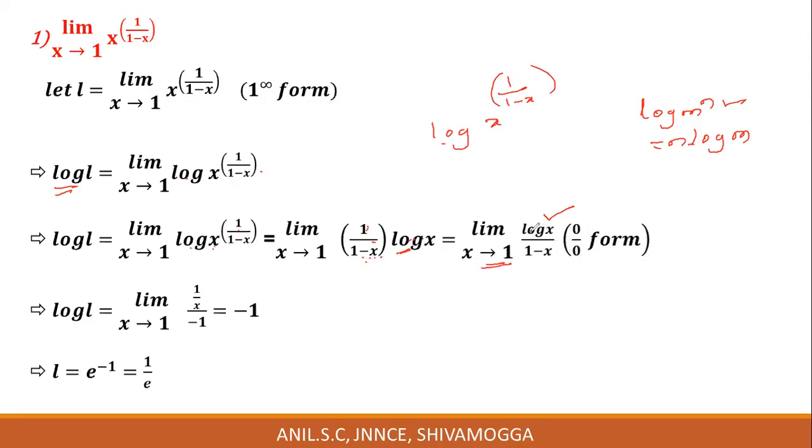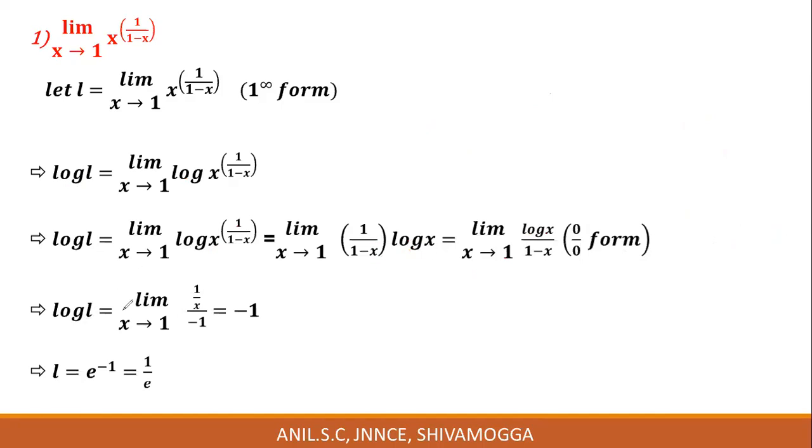Now apply the limits. As x tends to 1, the numerator will be log 1, and log 1 is 0, divided by the denominator, 1 minus 1, which is 0. So it is a 0 by 0 form. Now we can use L'Hospital's rule. If the indeterminate form is either 0 by 0 or infinity by infinity, then only we use L'Hospital's rule. Now it takes 0 by 0 form, therefore we can use L'Hospital's rule.